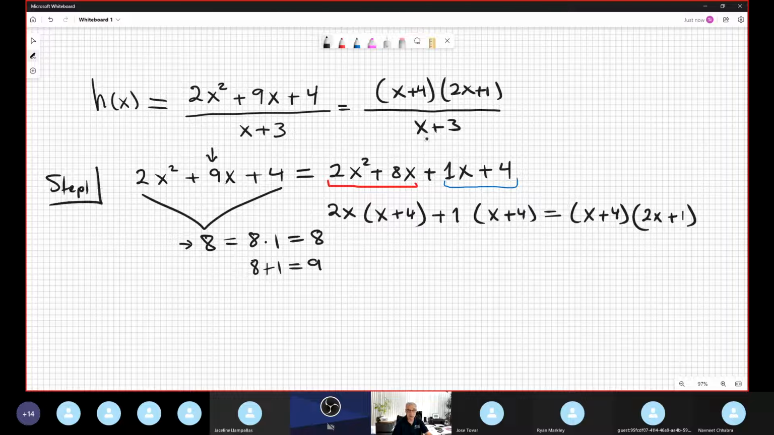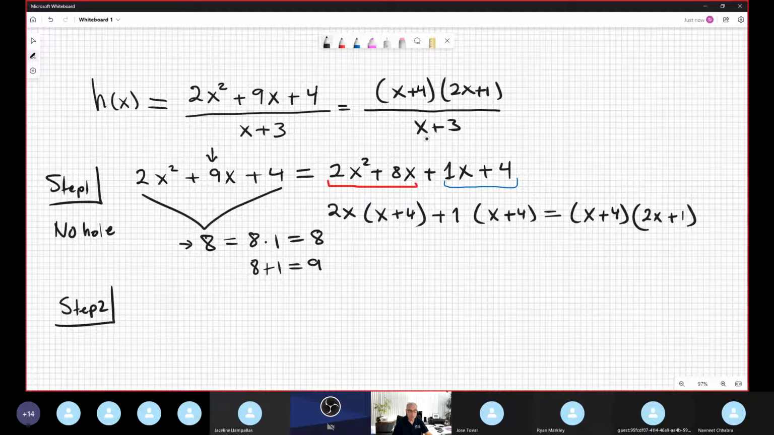This is step one. In step one, you can also see that we have no holes, because there are no factors that we can cancel out. Okay? I suppose everyone follows me, yes or no?